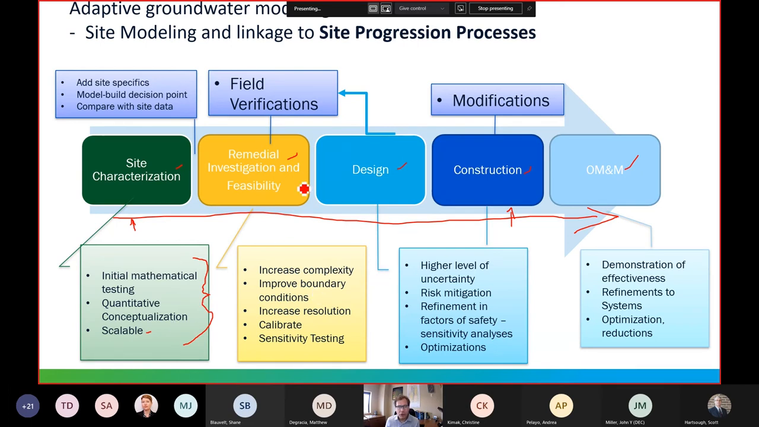Moving along, as you go into remedial investigation feasibility, we increase complexity, improve boundary conditions, calibrate, complete sensitivity testing. Then again, into design, we end up with a higher level of uncertainty oftentimes, and we're thinking more about risk mitigation and refinement of safety factors and optimizations. And then lastly, in OM&M, we're often looking to demonstrate effectiveness and make refinements of systems.